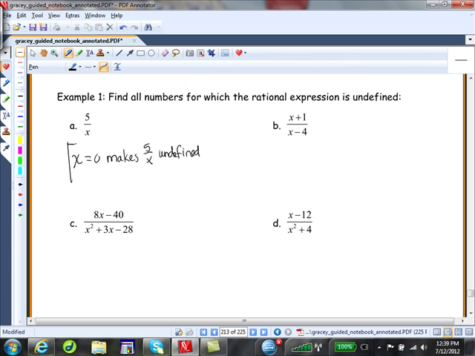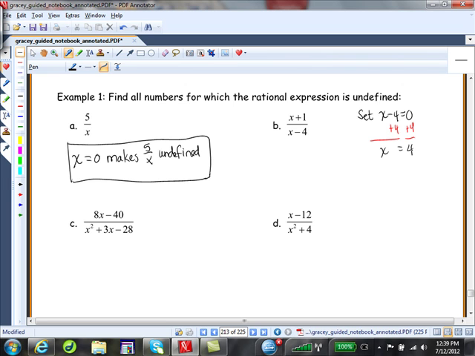So we would exclude 0 as a number that could be plugged in for x. Okay, now b, we've got to put a little more thought into it because it's not just x alone. We have the quantity x minus 4. So we'll use our problem-solving skills. We will set x minus 4 equal to 0 because we want to know what number makes a 0 denominator. So, adding 4 to both sides, we will get x is equal to 4.